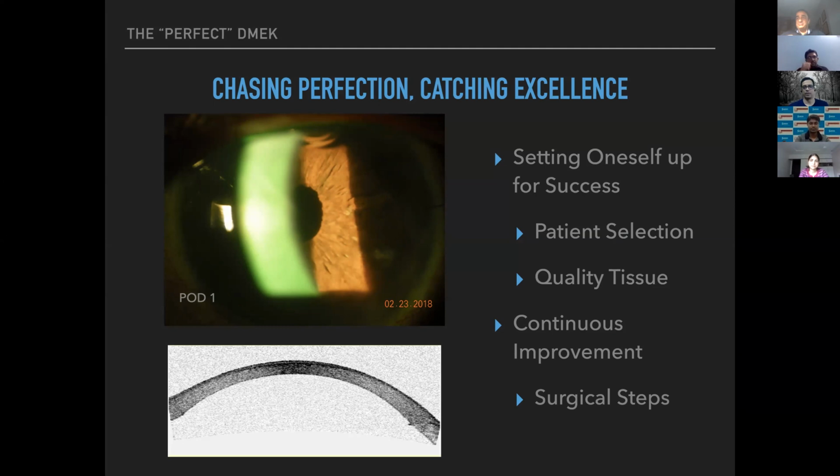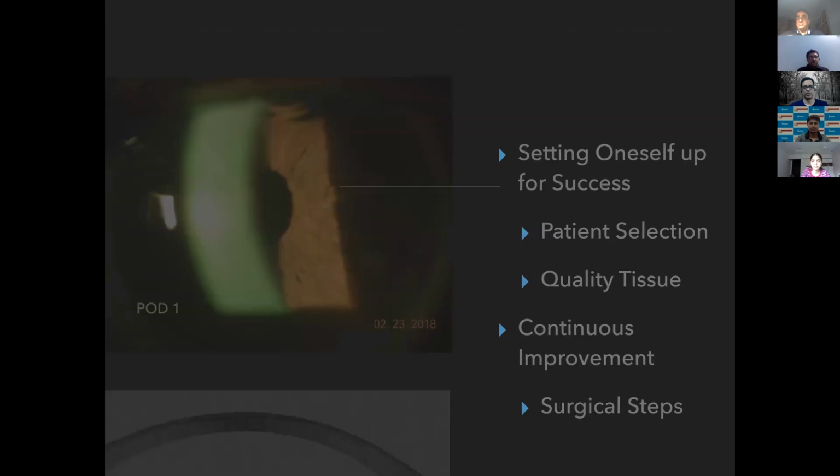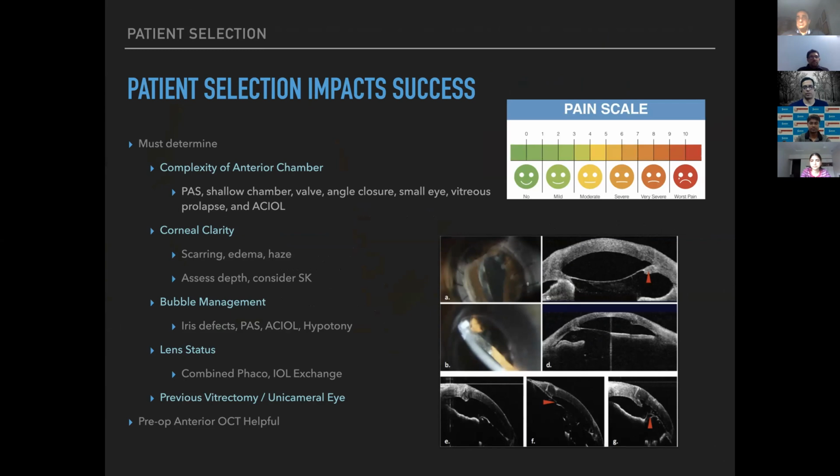And this is what we're shooting for. We want a cornea that's clear on the first post-op day like that. And to get that kind of result, you have to set yourself up for success. That begins with patient selection, using quality tissue, and most importantly, continuous improvement in your surgical steps. As Audrey was talking about, patient selection impacts success. When you first begin with DMEK, this pain scale there is not patient pain, it's doctor pain. You can make your life hard if you choose difficult cases. So what are difficult cases? Like the previous speakers have said, the complexity of the anterior chamber, PAS, previous angle closure, small eyes, vitreous prolapse, ACIOLs. These patients probably require DSEK until you become comfortable with doing DMEK in more complex eyes.